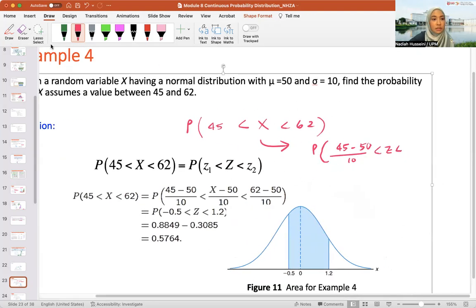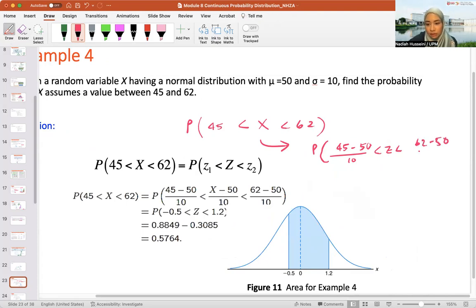Hopefully we have more space now. Okay, back to this one, 45 and 62. So 62 minus 50 divided by 10. And now my Z value is between, this is minus 5 divided by 10, minus 0.5. 62 minus 50 is 12, 12 divided by 10 is 1.2.